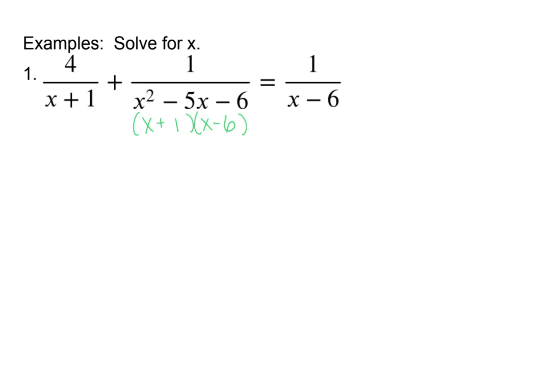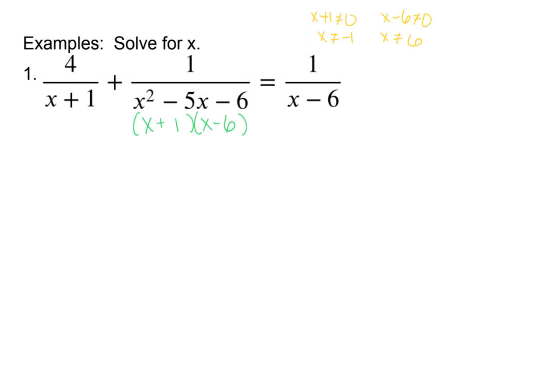Once we're here, one thing you can do is stop and think about what x cannot be, because that can cause problems sometimes. Remember, the bottom of a fraction can't be 0. So in this case, x plus 1 cannot be 0, and x minus 6 cannot be 0. So x cannot be -1, and x cannot be 6. At the end of the problem, if we get -1 or 6 for our answers, we're going to have to get rid of them. They're not legit answers.